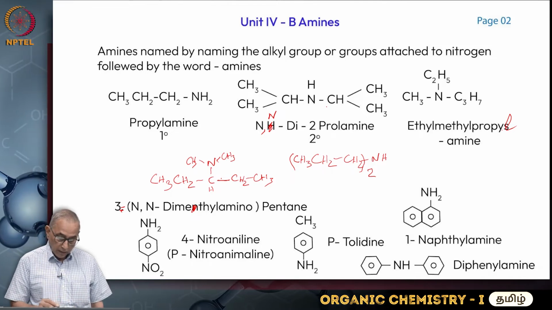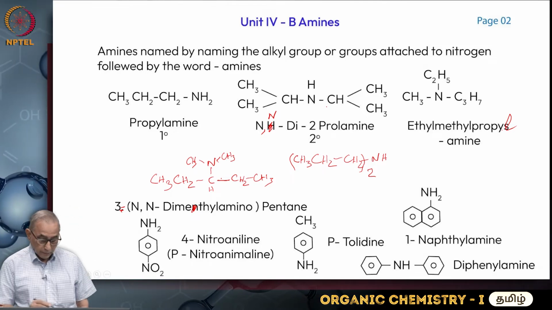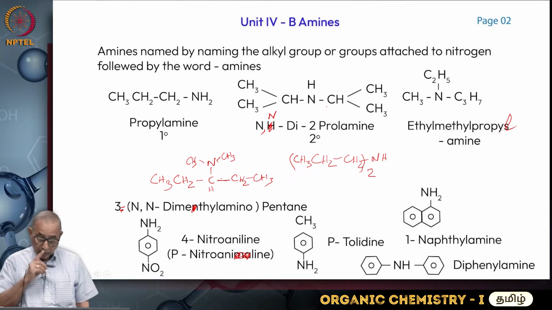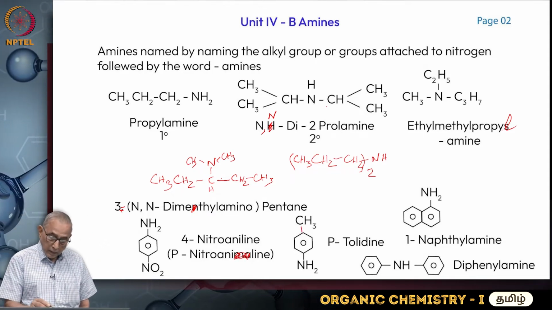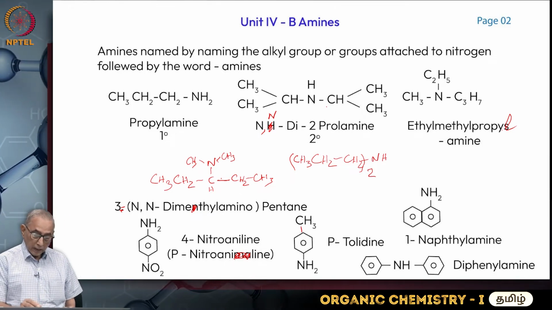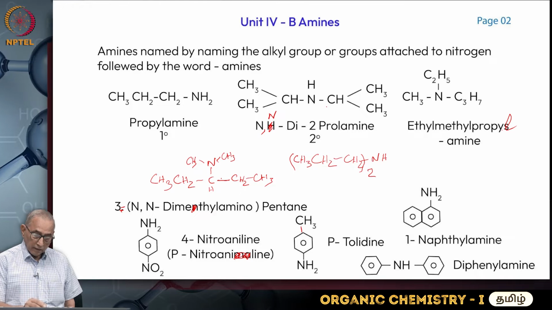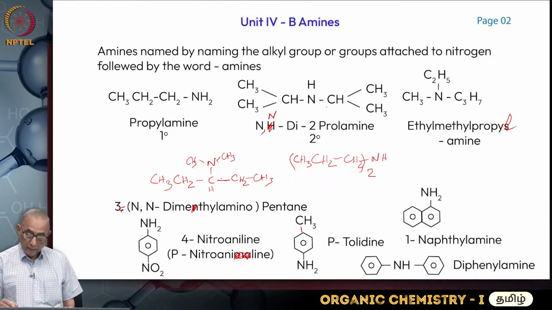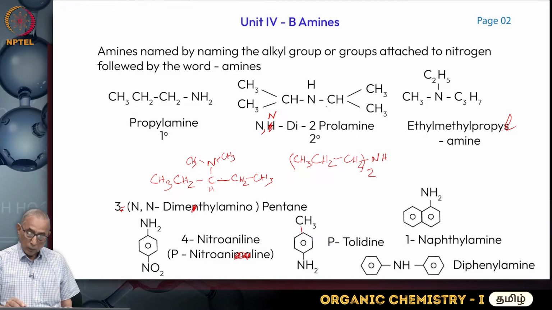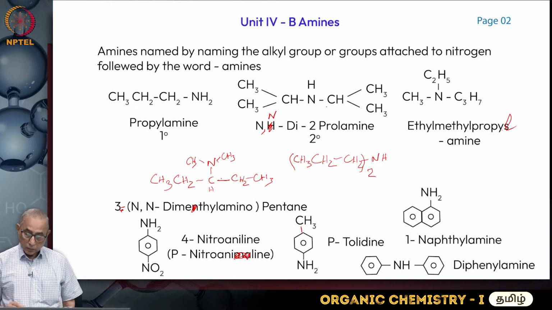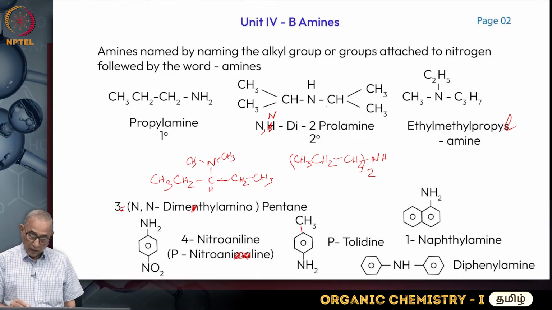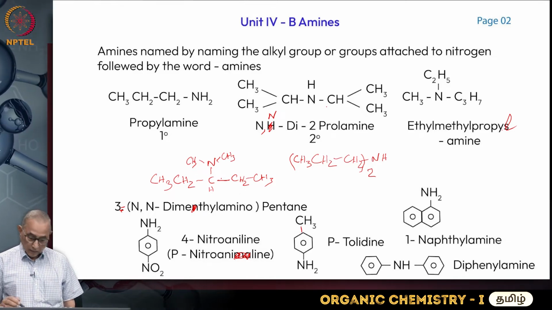This is 4-nitroaniline or paranitroaniline. Here the amino group and methyl group are at the 1,4 positions, called paratoluidine. The toluene derivative of amine is called toluidine, paratoluidine. This is 1-naphthylamine, naphthalene where one position is attached to an NH2 group. This is diphenylamine. The NH3 of the ammonia is replaced by 2 phenyl groups. This is called diphenylamine.